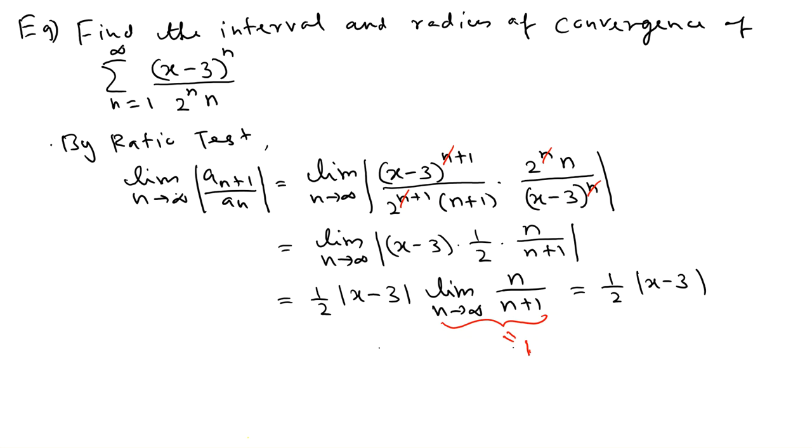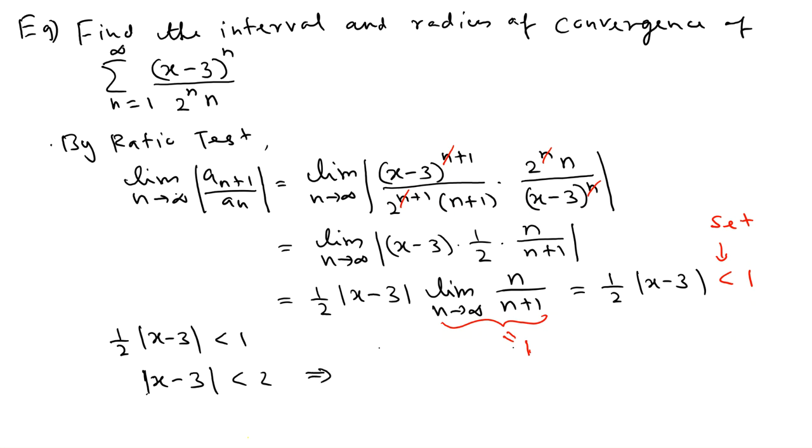Now according to the ratio test, we know that if this limit is less than 1, the series is going to converge. So we set this value less than 1, it's coming from the ratio test, and solve for x. So that's the whole point. That means what we have is 1/2 |x minus 3| less than 1. Now we can simplify. This is not that difficult. You can multiply by 2, so you can write this as |x minus 3| less than 2.